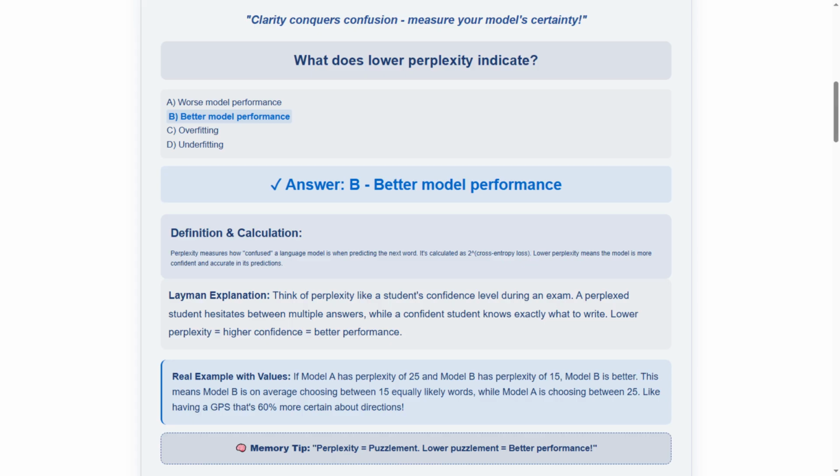Here's a real example with actual values. If Model A has perplexity of 25 and Model B has perplexity of 15, Model B is better. This means Model B is on average choosing between 15 equally likely words, while Model A is choosing between 25. Like having a GPS that's 60% more certain about directions. Lower numbers win. Remember this. Perplexity equals puzzlement. Lower puzzlement equals better performance. Think backwards. Less puzzle, more performance.